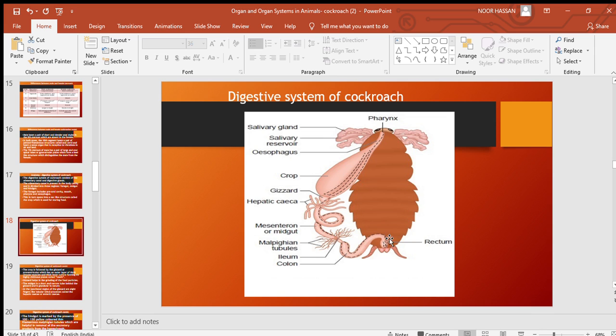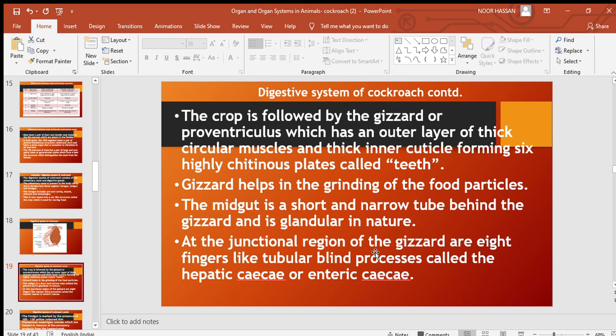So this is about the digestive system. If you know the diagram, it is very easy to understand the information. You can remember the points also. So the digestive system is divided into foregut, midgut, and hindgut. We discussed in detail what parts are included in the foregut, midgut, and hindgut. Now we will discuss in more detail about this digestive system.